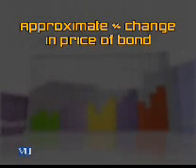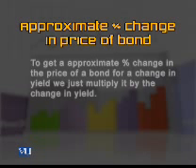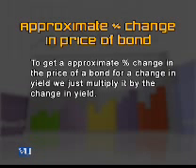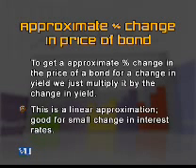These three are very important when you are talking about approximate percentage change in price of bonds, wo bhi important hai. If you want an approximate percentage change in the price of a bond for a change in the yield, we simply multiply the change of yield to the price of the bond. This is a linear approximation that we must understand.